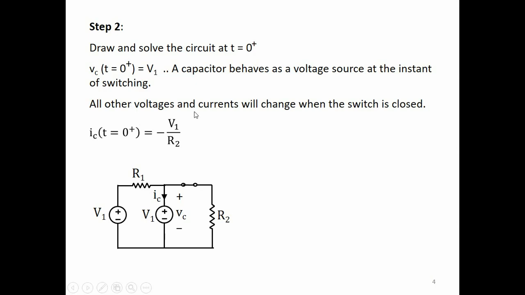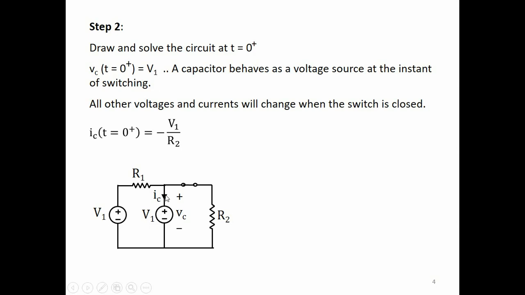one more important point. So the capacitor voltage does not change when the switch is closed, but all other voltages and currents will change in the circuit. Well, not all. I mean, the voltage source voltage is not going to change, but everything else basically will change. So the capacitor current specifically, which is what we are asked to find, will change. So we solve this circuit to find the current IC.